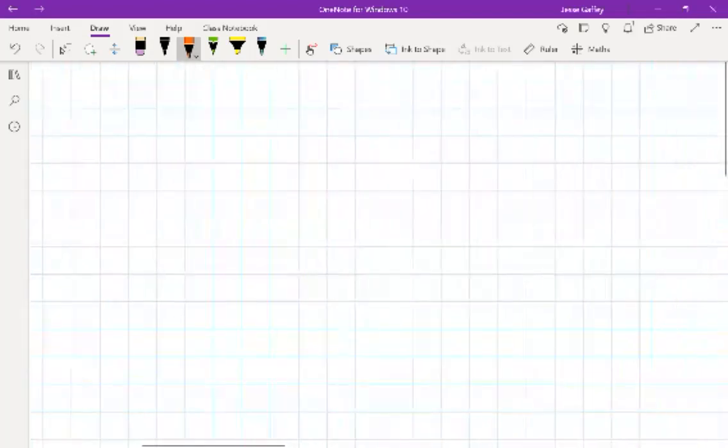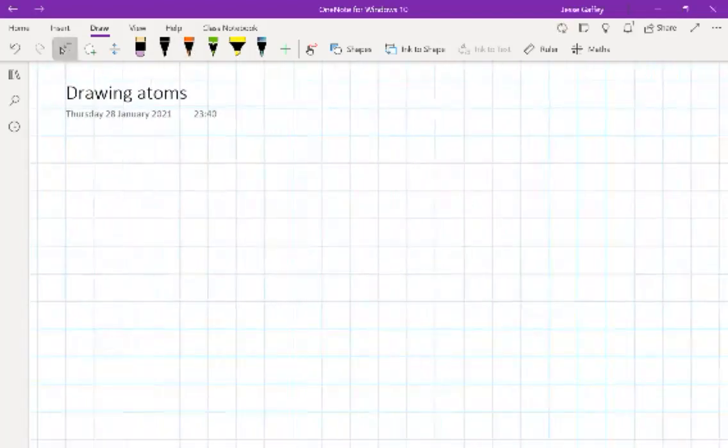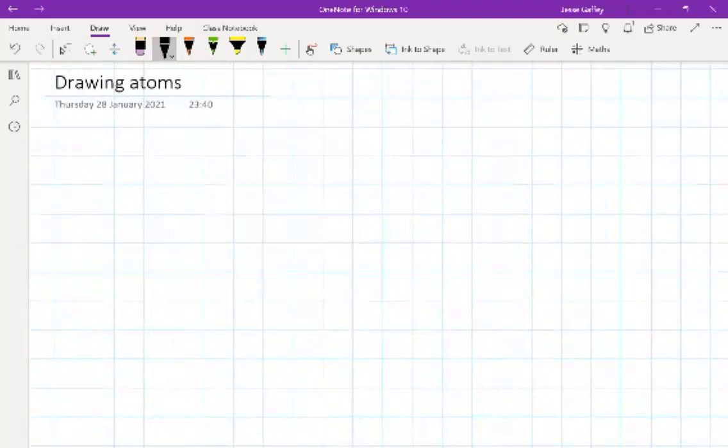All right, we're ready to get on with today's lesson. Today's lesson is about drawing atoms. So first of all, we know about protons, neutrons, and electrons. We know how we work them out. We learned how to draw the general structure of where these things are in an atom.